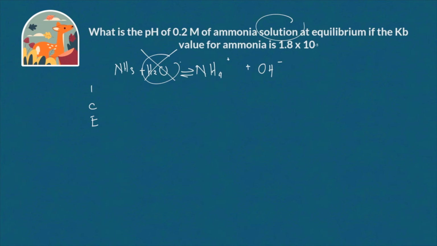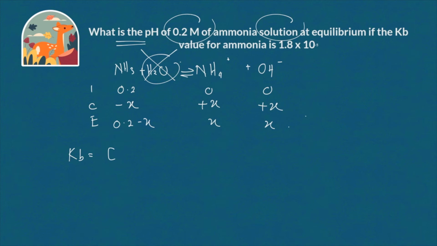So at first, the pH of ammonia is the one that we are going to calculate, and given to you is the initial concentration of ammonia, which is 0.2. Initially there's no product being formed, so in change, everything in the reactant shall be negative X and in product will be positive X. So at equilibrium is 0.2 minus X, X and X.